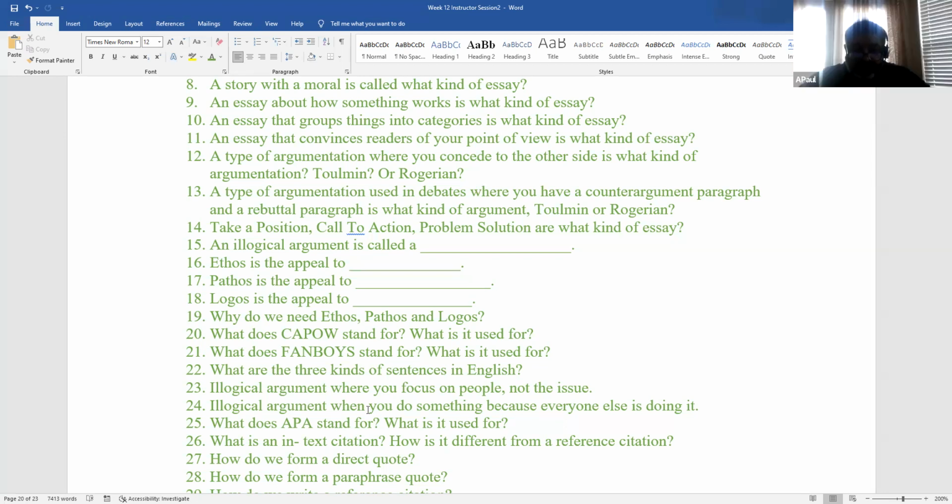And why do we need ethos, pathos, and logos together? That goes back to creating a fallacy. So that's a credible argument. Yes, it's to avoid fallacies and to have a credible argument. And what does CAPAL stand for? What is it used for?